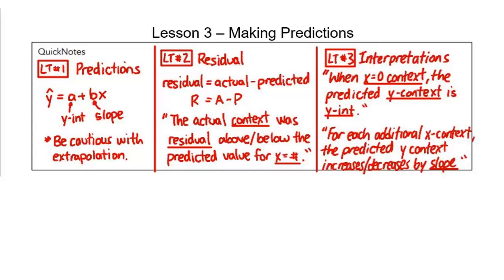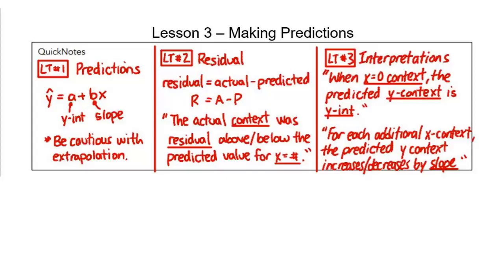The residual, RAP. Residual is the actual minus predicted. And interpreting that, we would say the actual, whatever, was, whatever my residual is, above or below. So I'm never going to report a negative number here. I would use above or below to determine positive or negative. The predicted value for x equals, and then whatever my x is, like whatever that value is. So 3 rubber bands or whatever.